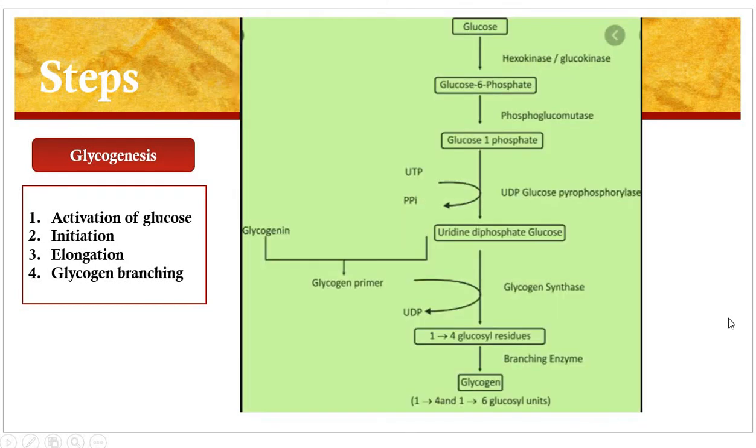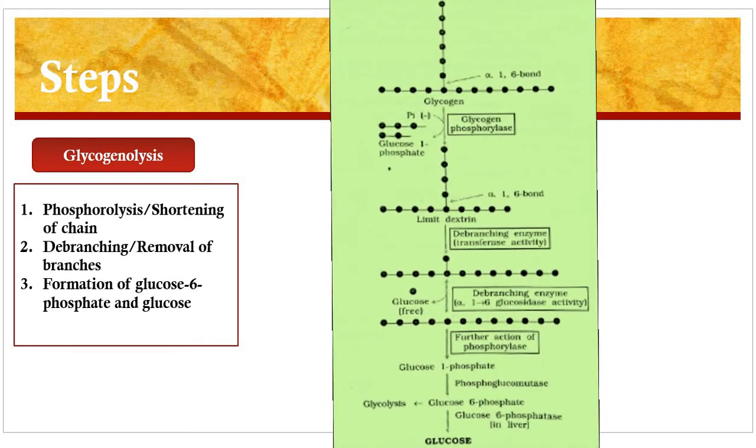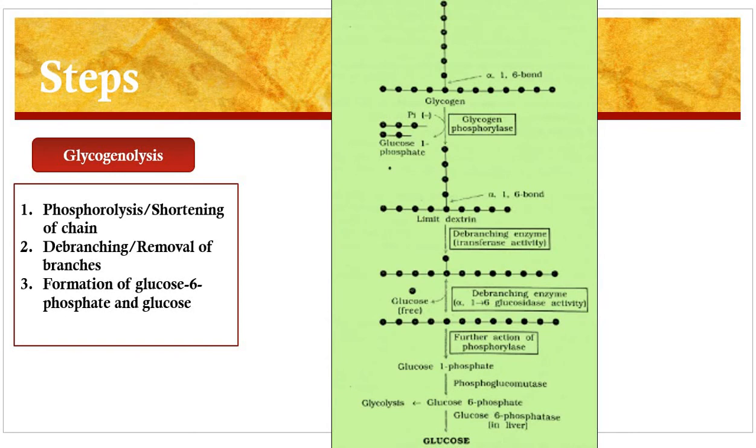Now coming towards glycogenolysis. Glycogenolysis is the breakdown of the glycogen to glucose 1-phosphate and glucose. It is the degradation of the stored glycogen in the liver.